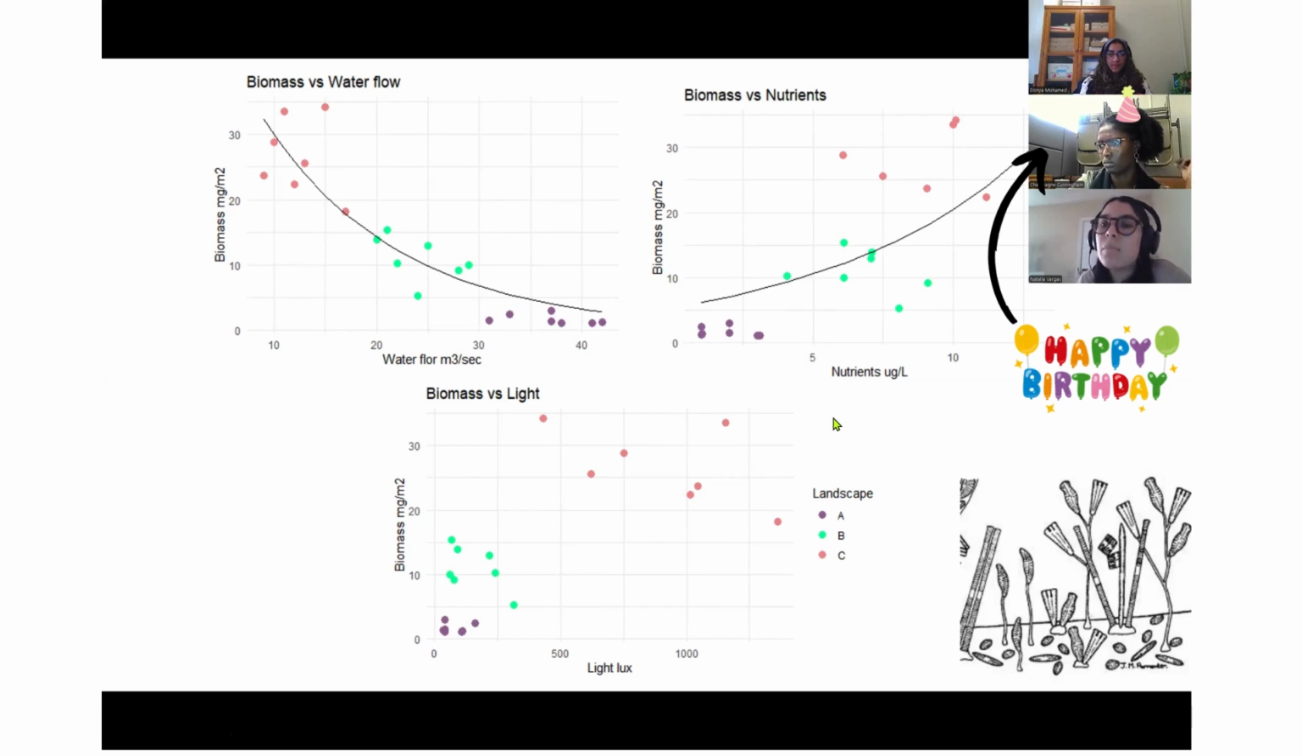Also, when there are more nutrients, we would expect that will enhance algae biomass. And then there's a similar pattern with light, where sites that have more light penetration, the streams that have more light, would also have more biomass. So these are some of the outcomes we expect to find in the NEON data set.